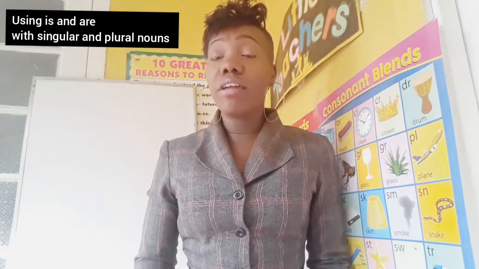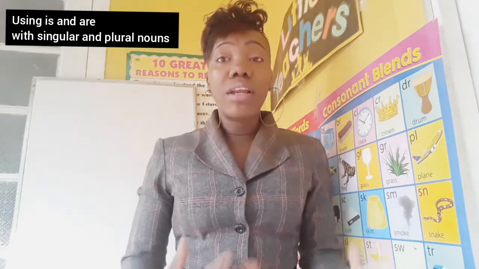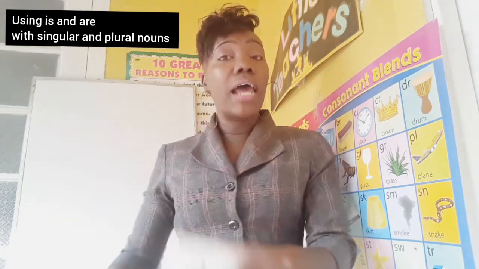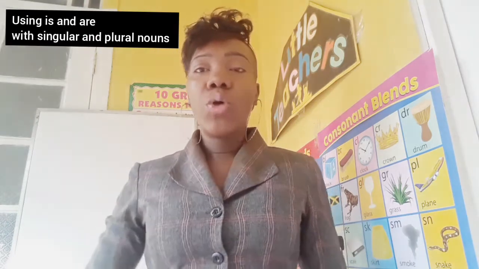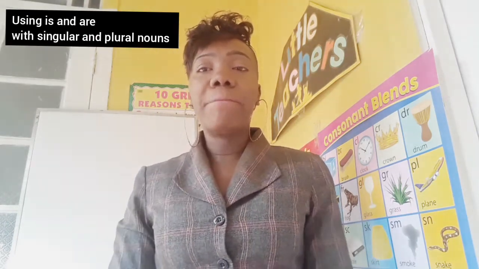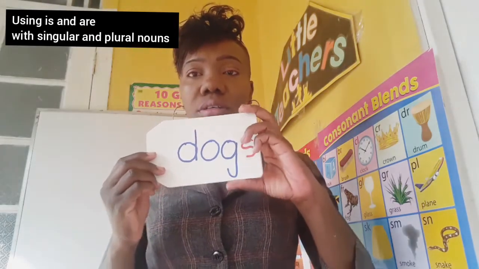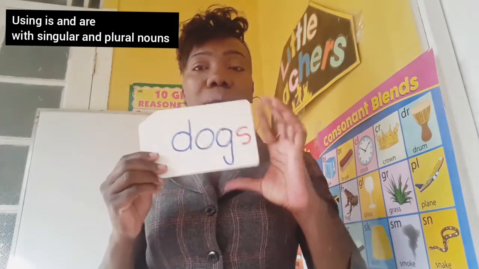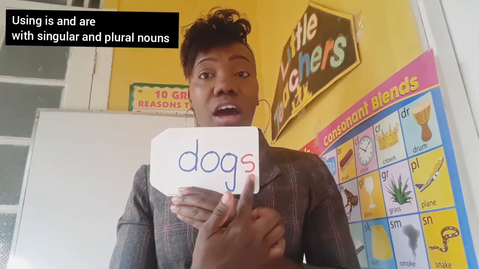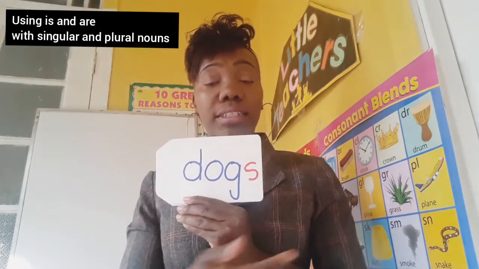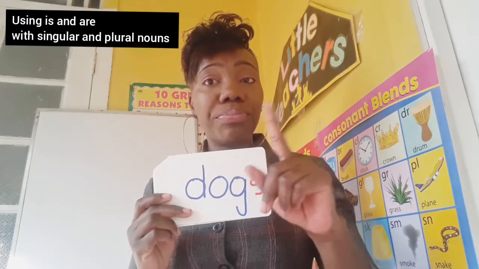And we also learned about singular and plural. We learned about singular nouns and plural nouns. So we learned that for some nouns, we make them plural by adding s, as in the word dog. Dogs. So we make dog plural by adding an s. So now this is plural, dogs. And plural means more than one.